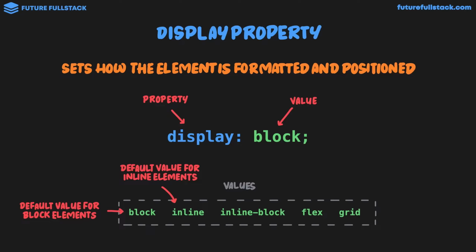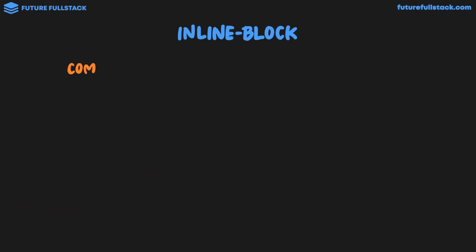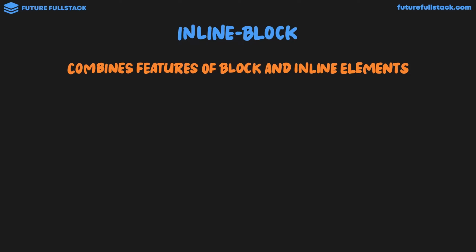The other value inline block we'll be talking about now, and the other values flex and grid form their own topics later on in the CSS section, as there's a lot to talk about with those display values. So let's now have a look at the value inline block. This combines features of block and inline elements, and it helps correct some of the issues we saw earlier, where box model properties were applying very weirdly to inline elements.